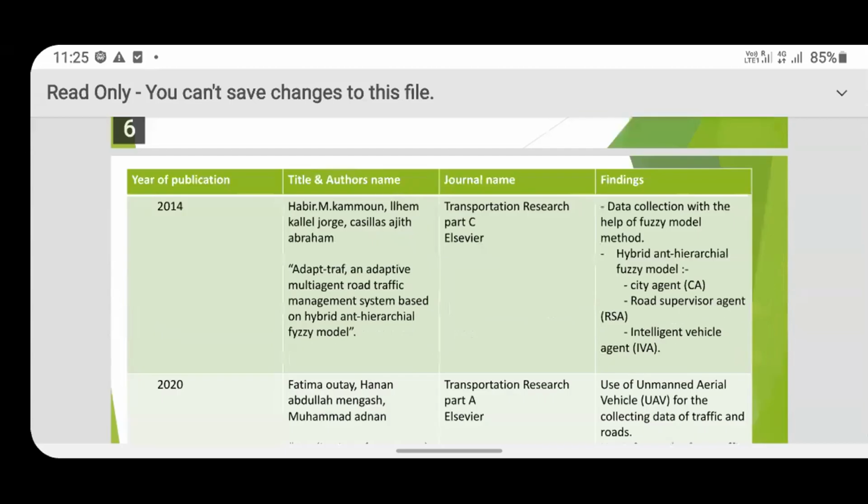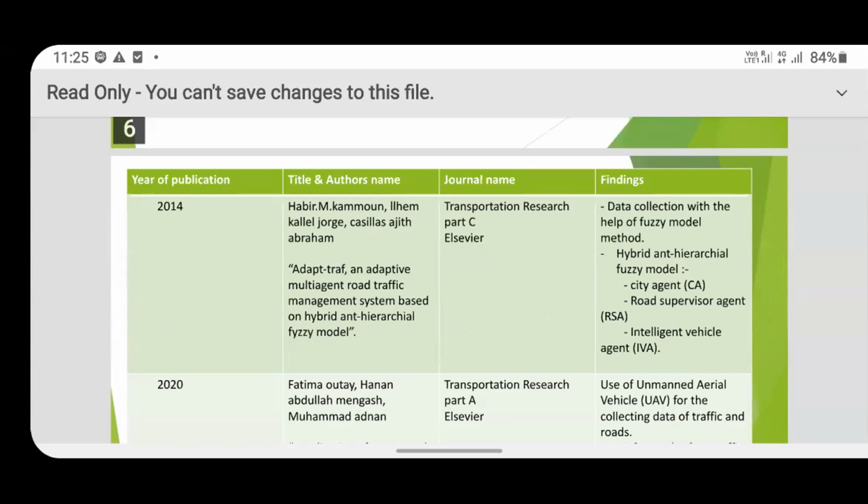Good morning, everyone. I will talk about the 2014 literature survey. The author name is... you read the author's name. The journal name is Transport Research. So, findings. We talk about findings. Data collection was done with the help of the HCDA model.